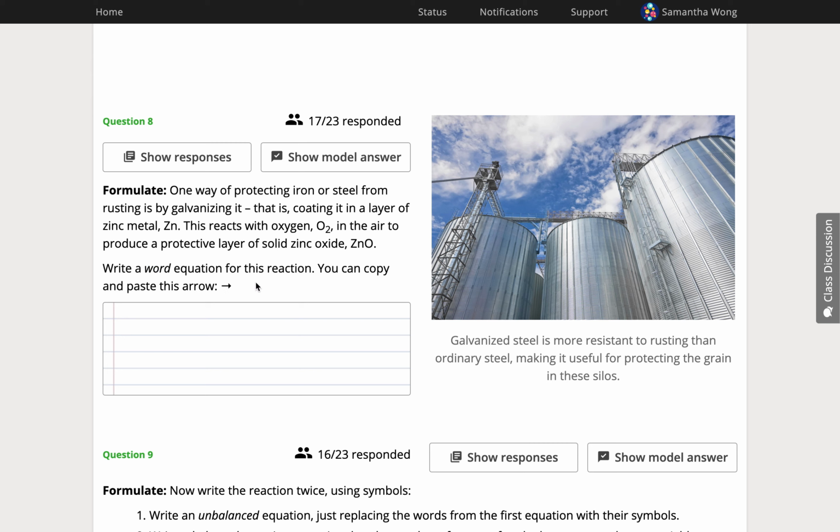So, given the information in this paragraph here, we know that we must react zinc with oxygen to give us zinc oxide. So what that would mean is you have, as the word equation, zinc, we then react it with oxygen to give us zinc oxide. So that is what we are looking for as a word equation. So if I show the model answer, it's the exact same.